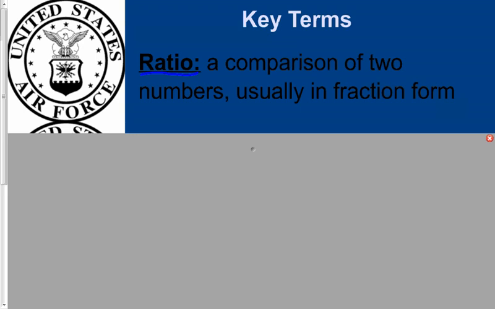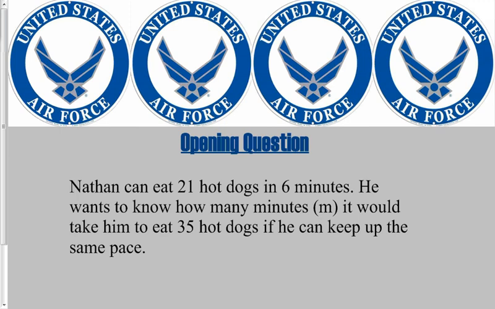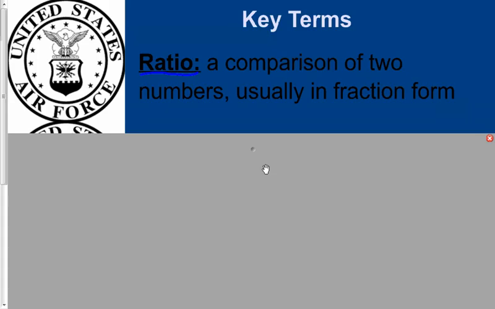Okay? So if you're comparing, for instance, in our original one, Nathan can eat 21 hot dogs in 6 minutes, you might compare 21 hot dogs in 6 minutes. And I put the labels on there because they are really important. So that would be a ratio.